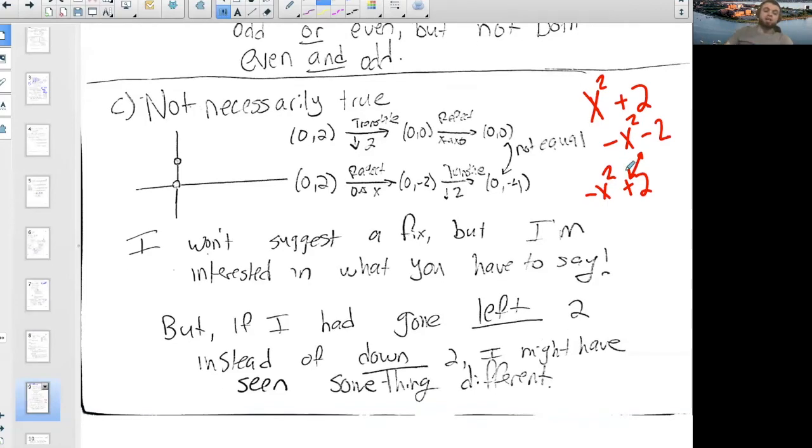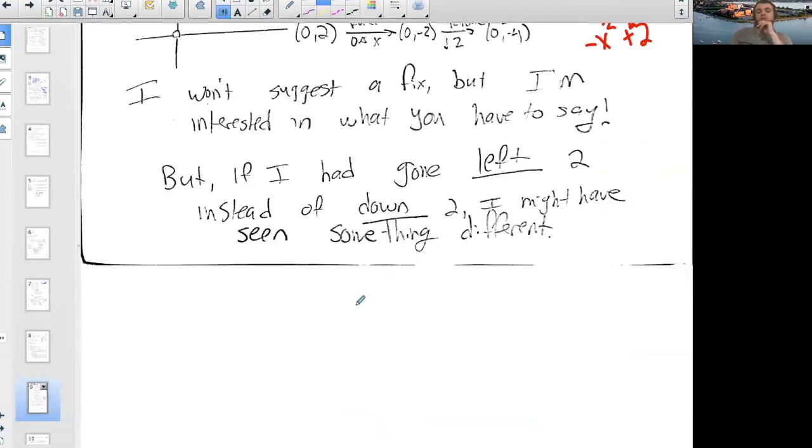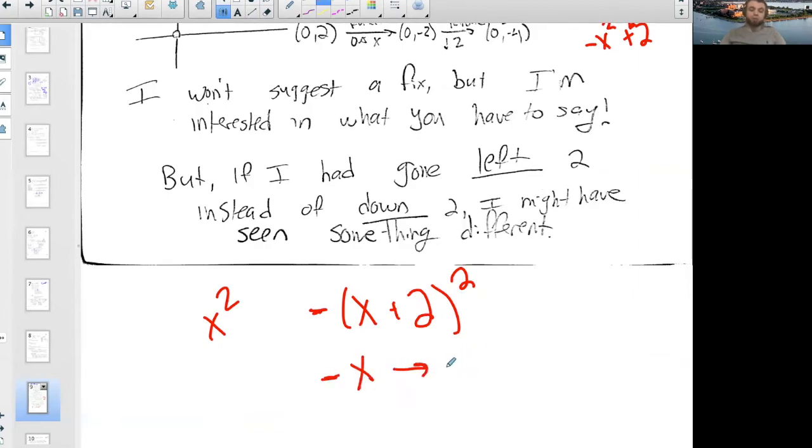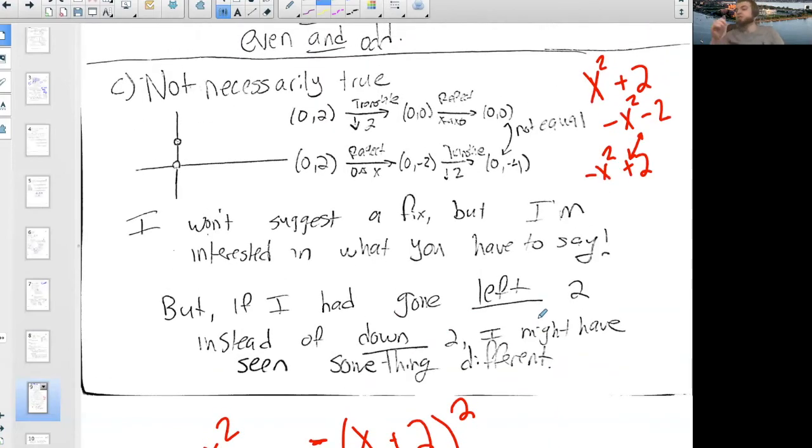But take a look at how left and right work differently. So let's start with x squared. If I first moved left by 2, that would be like doing x plus 2 squared. Now if I flip, I put a negative. Now the flip first would go like this, but then to do the plus 2, see what I would do? I'd have to do this. So you can see that it depends on the type of translation. So I'm not going to suggest a fix, but I thought I'd point that little thing out.